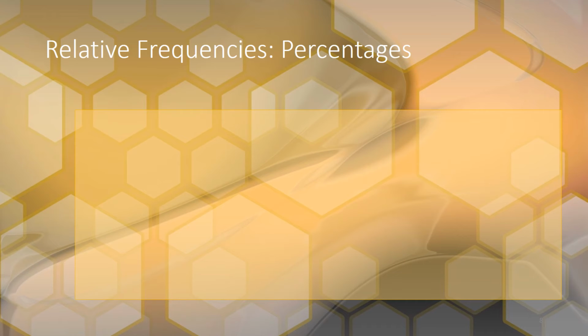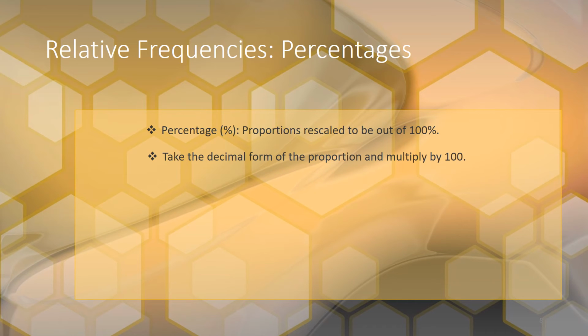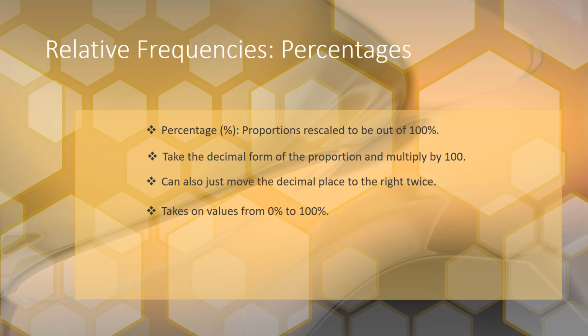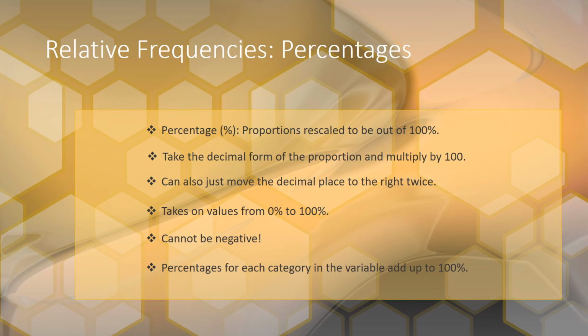Now we're going to talk about percentages. Percentages are just proportions, but instead of being out of 1, they're out of 100. You can take the decimal form of the proportion and multiply it by 100, or you can just move the decimal place to the right twice. Percentages take on values from 0% to 100%, and because of that, they cannot be negative. Now you never hear of a negative percentage, right? And the percentages for each category in the variable add up to 100%.